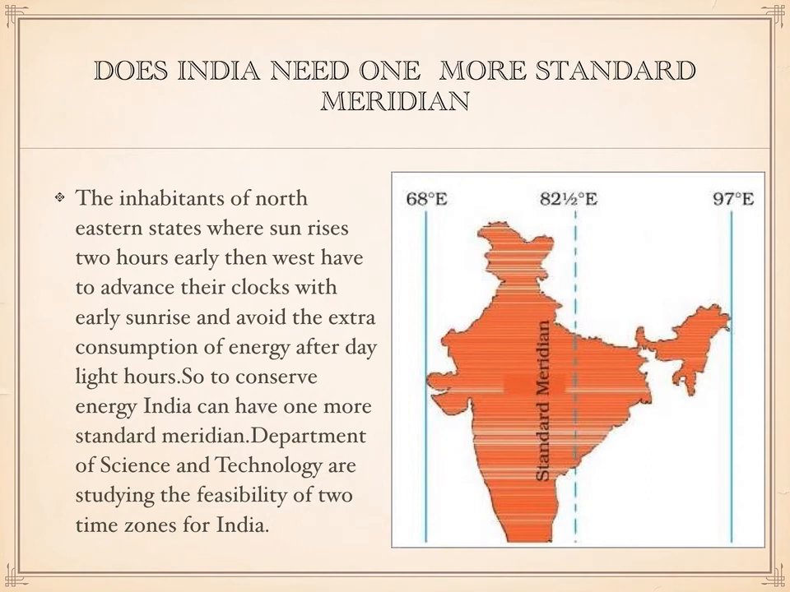Does India need one more standard meridian? As you have seen, there is a difference of nearly 2 hours. So can we have one more standard meridian? Definitely. We know that the inhabitants of northeastern states, where the sun rises 2 hours earlier than in the west, have to advance their clocks with early sunrise and avoid the extra consumption of energy after the daylight hours. So to conserve energy, India can have one more standard meridian. But the Department of Science and Technology is still studying the feasibility of two time zones for India. But till then, before they come to a decision, India is following only one time zone.